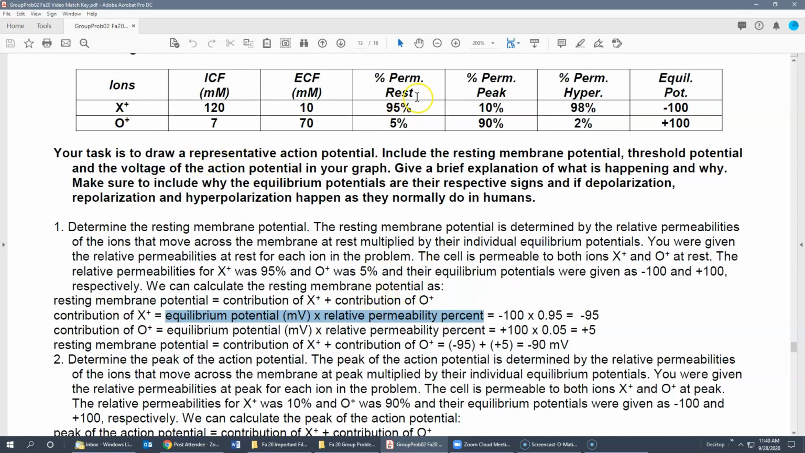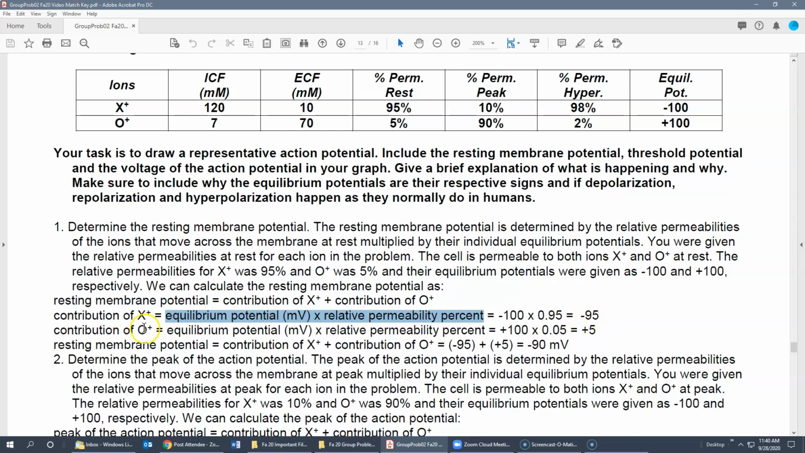So for X plus, the equilibrium potential is given as minus 100, and the percent permeability for rest is 95%. Now you have to put that in a decimal form. So to get rid of the percent, you divide by 100. So 95 divided by 100 is 0.95. So all you have to do is replace the values with the values from the table. Minus 100 times 0.95. That's easy. You don't even need a calculator for that. That's minus 95.